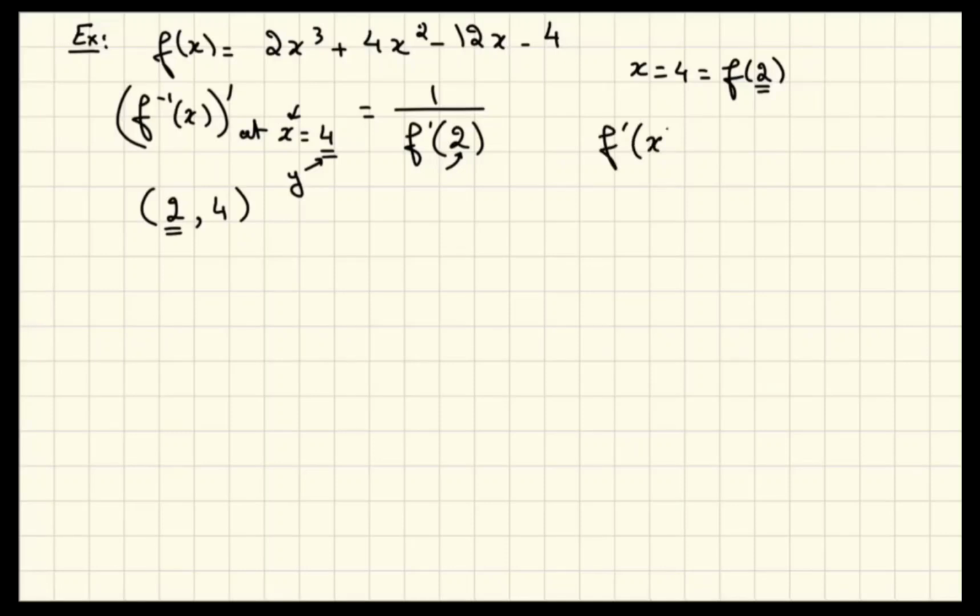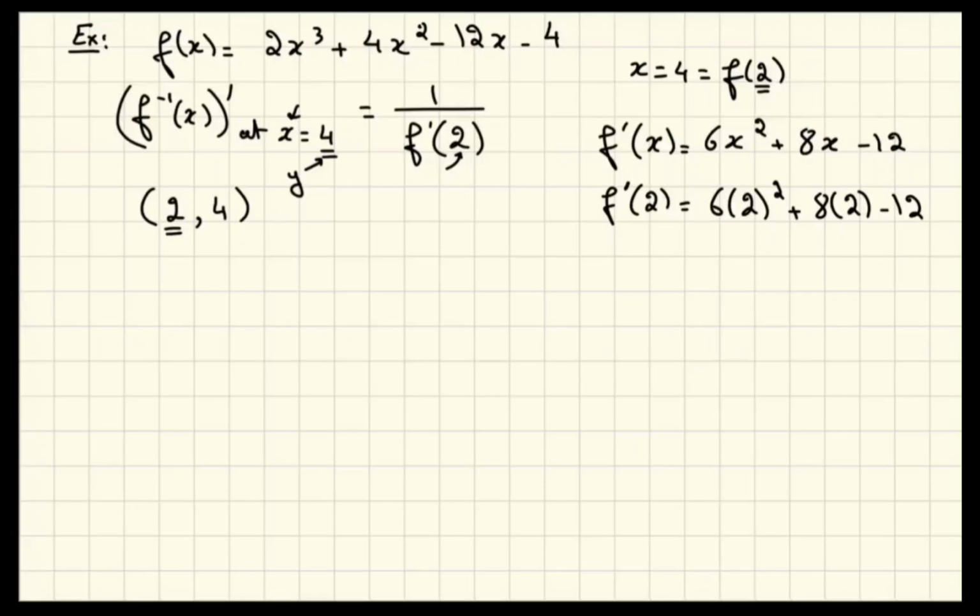Let's find the derivative on the side. So derivative of 2x cubed will be 6x squared plus 8x minus 12. F prime of 2, we replace 2. So it will be 6 times 4, which is 24, plus 16 minus 12, and the answer will be 28. So our answer here will be 1 over 28. That's it.